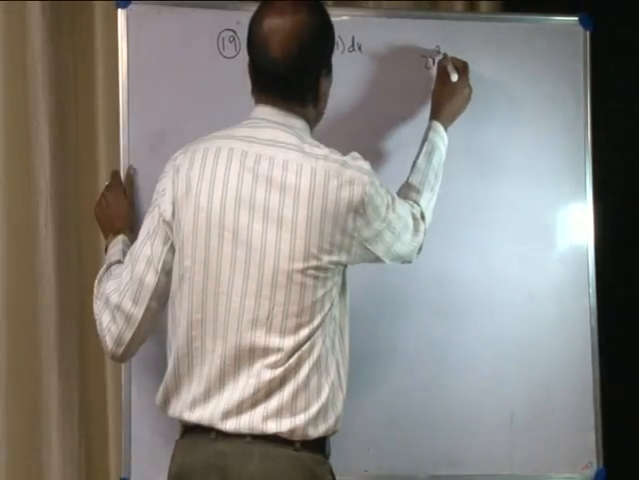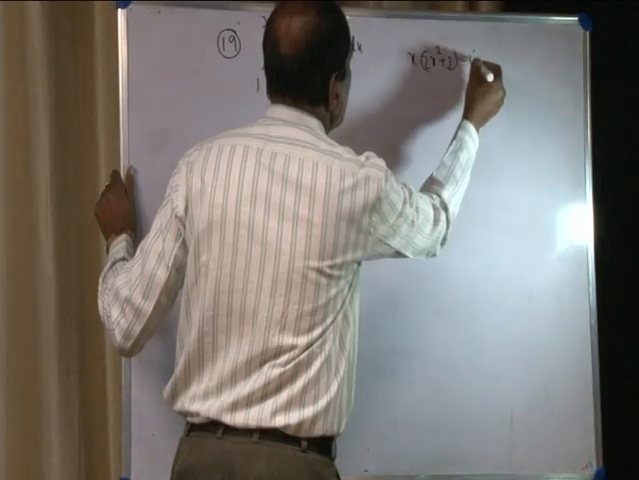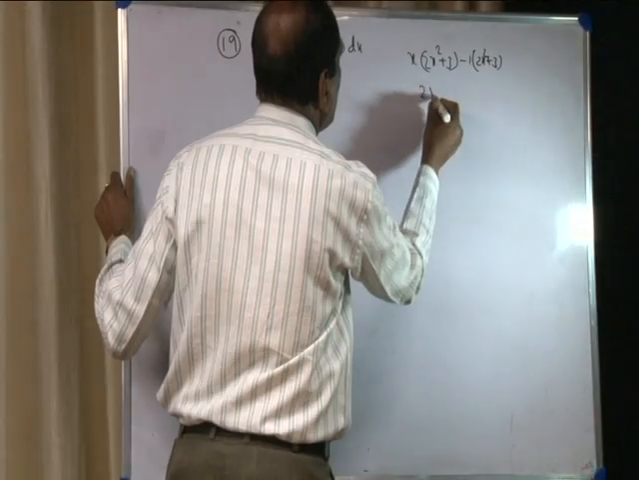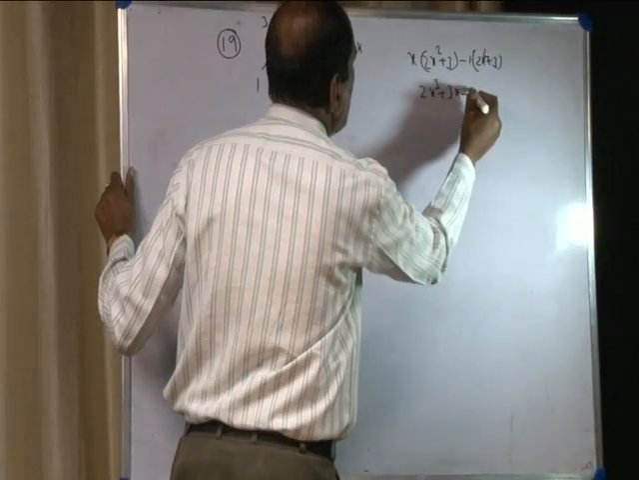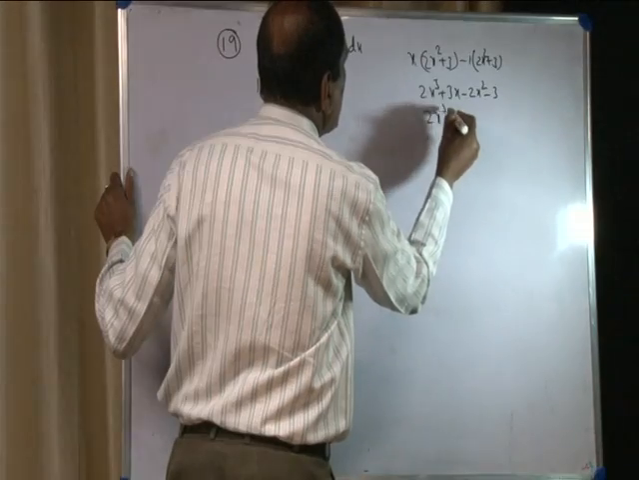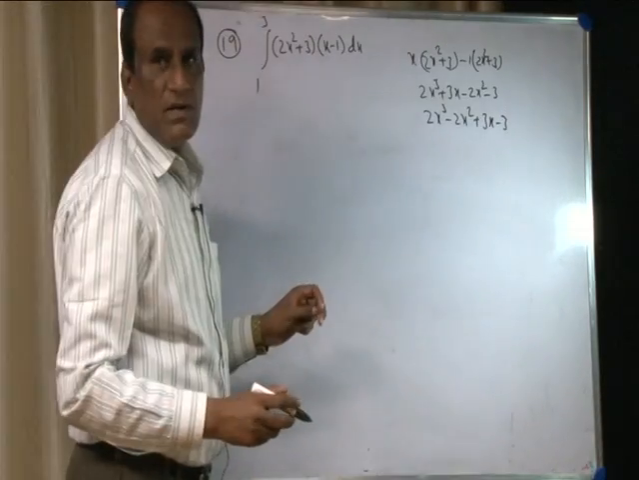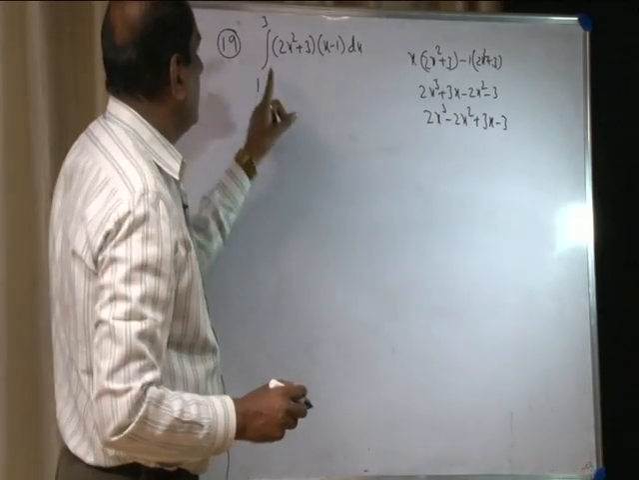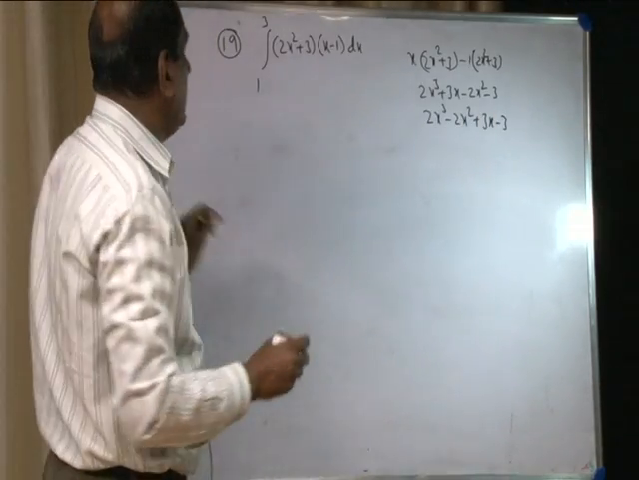See here, (2x square plus 3) into (x minus 1): that is 2x cube plus 3x, minus 2x square minus 3. So we can write this as 2x cube minus 2x square plus 3x minus 3. If you multiply two binomials you will be getting a polynomial, which means more than 3 terms.